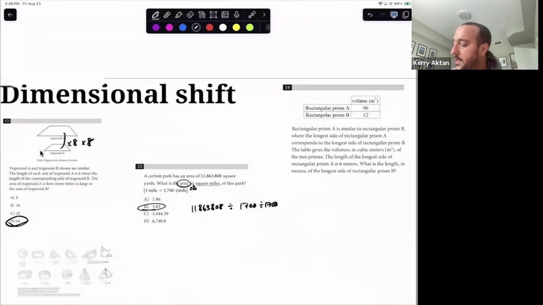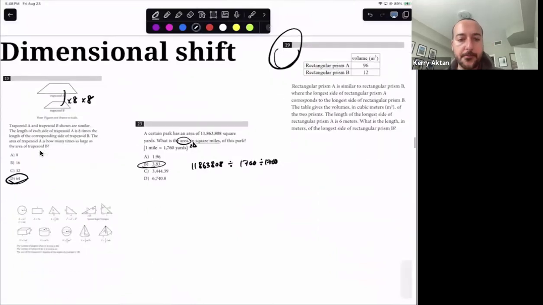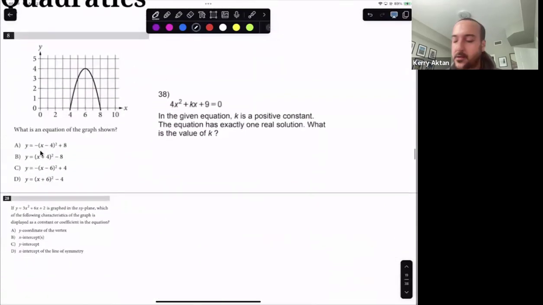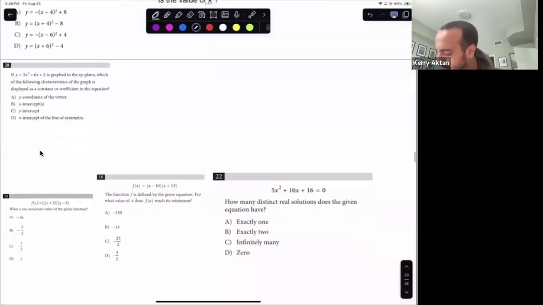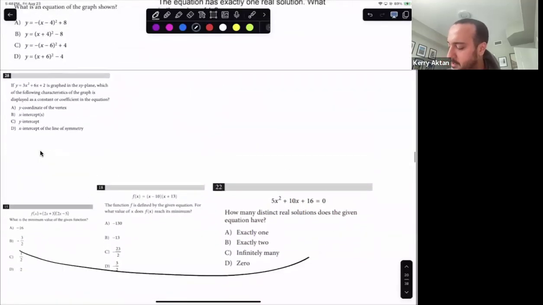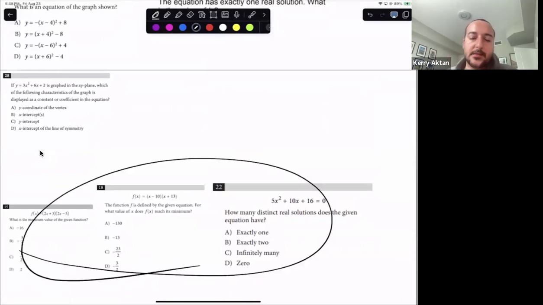Cool. Again, if you guys want to try 19 as a challenge question, please do. And we can do that later if you want. But I'm coming off of dimensional shift. All of this stuff is Desmosable. This whole page, finding the minimum, is Desmosable.